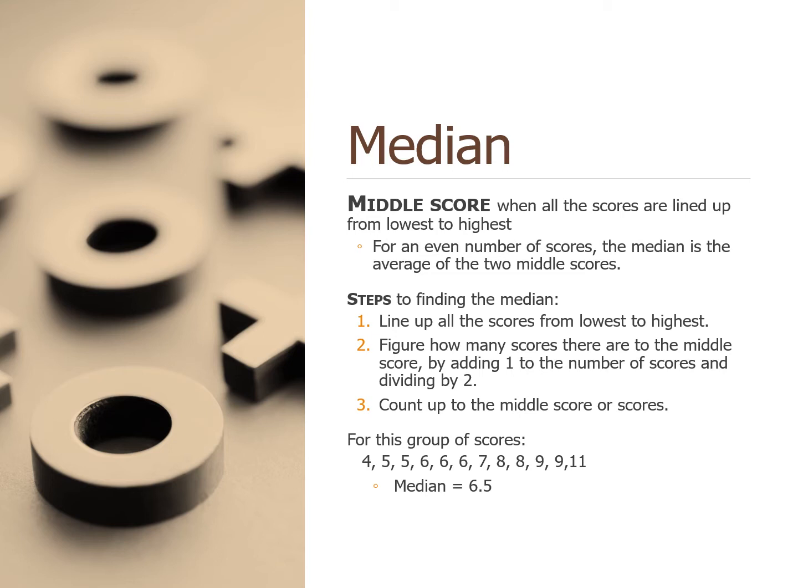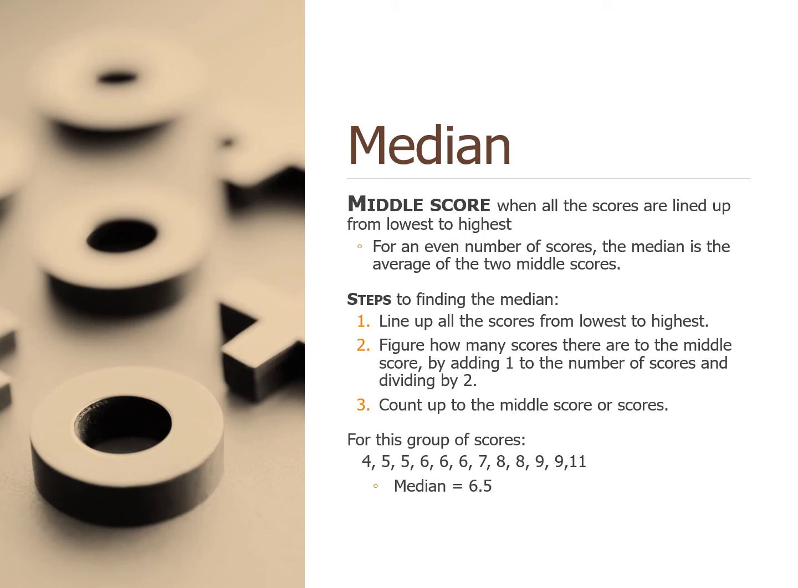The median is the middle score. So you line up all your numbers from highest to lowest. And for an even number, you would take the average of the 2 middle scores. There are simple steps. You line them up. This is just another set of scores. We could use the mayor scores, but you line up all the scores from the lowest to the highest.